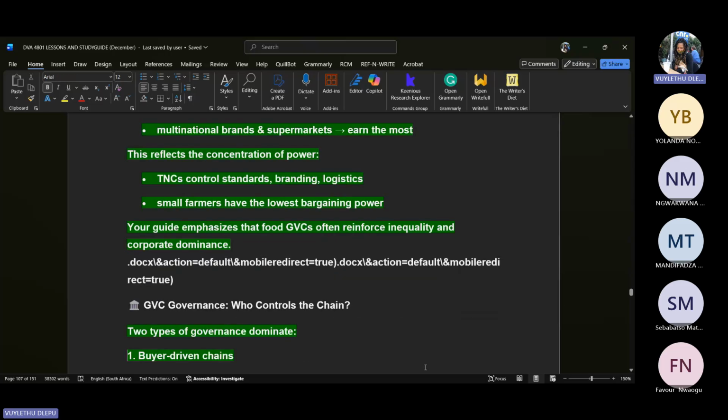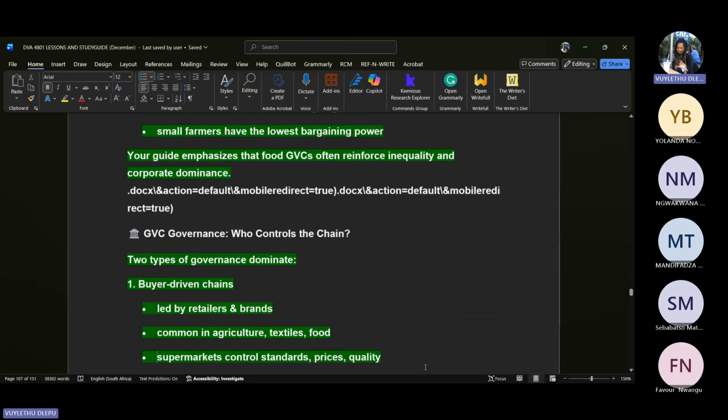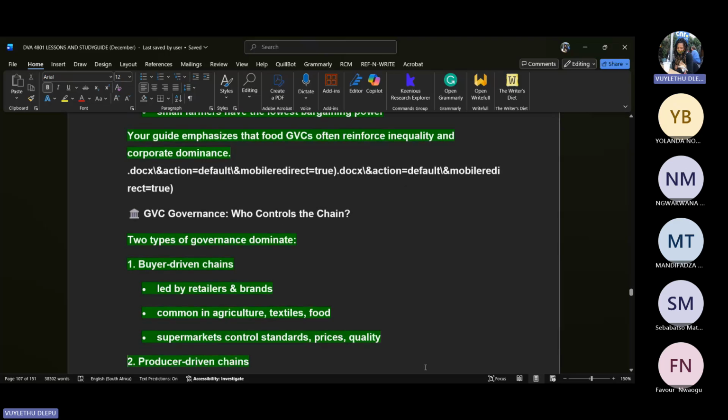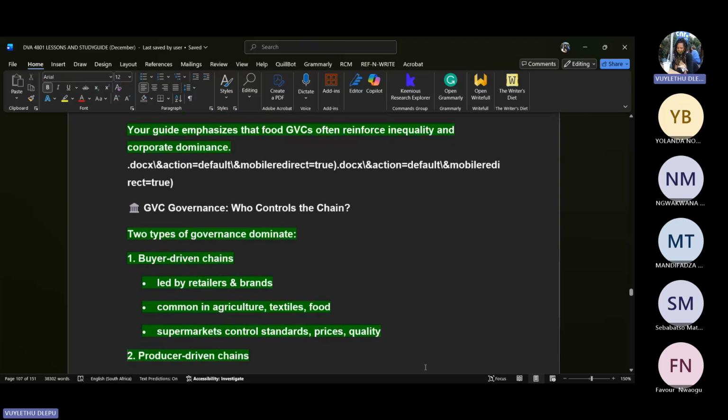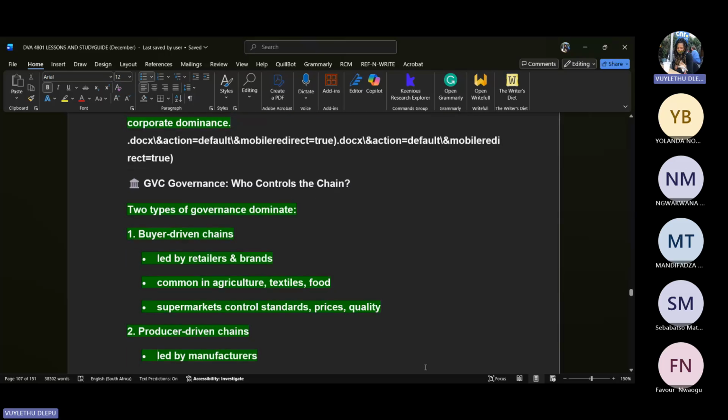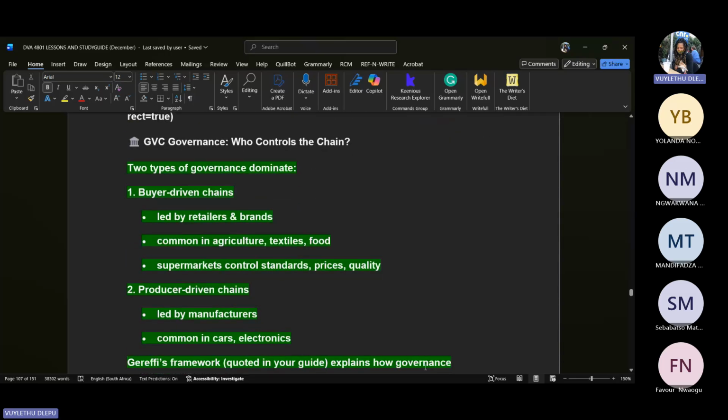And then the governance. Now, who controls the chain? Usually there are two types of governance. There are buyer-driven chains, which are led by retailers and brands. It's common in agriculture, textiles, and food. In buyer-driven chains, supermarkets control standards, prices, and quality. And then there are producer-driven chains.